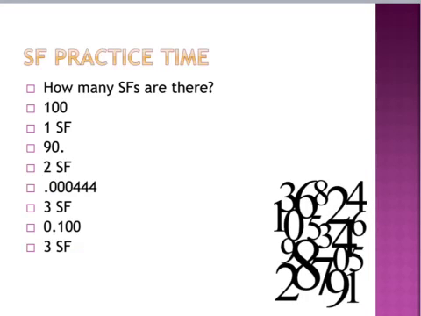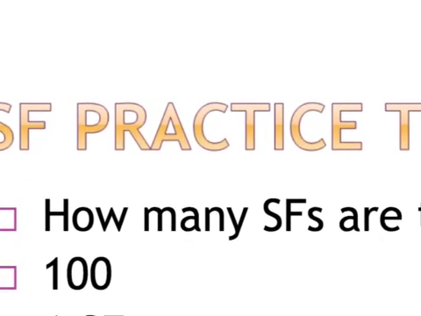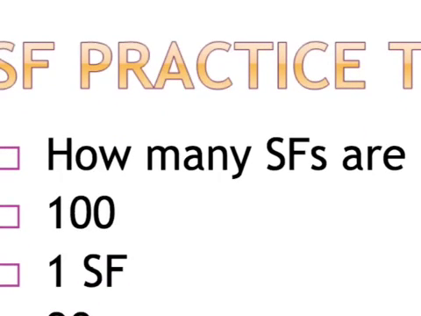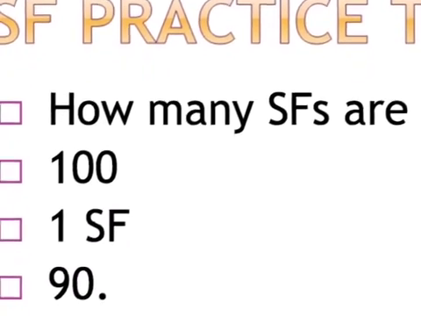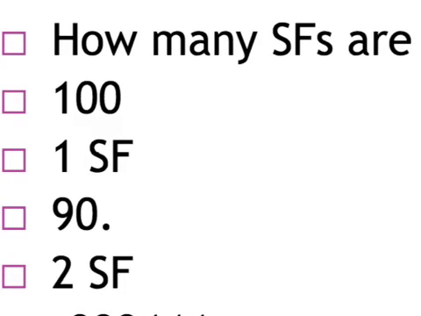All right, now that we have finished our rules, let's practice. I'm going to zoom in here. Don't look at the answers. Okay. How many sig figs are there in 100? If you guessed 1, you are correct. Next one. How many sig figs are in 90 with a decimal point? If you guessed 2, you are right. Remember, a decimal point anywhere in a number makes a trailing zero significant.